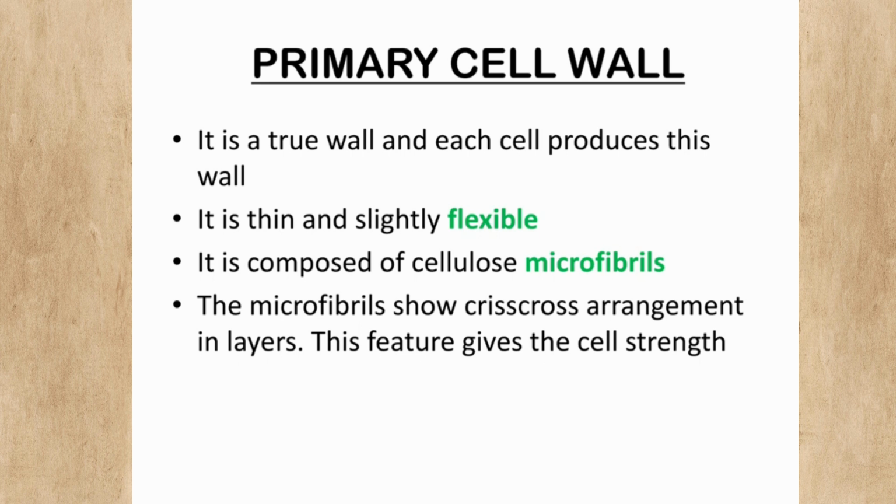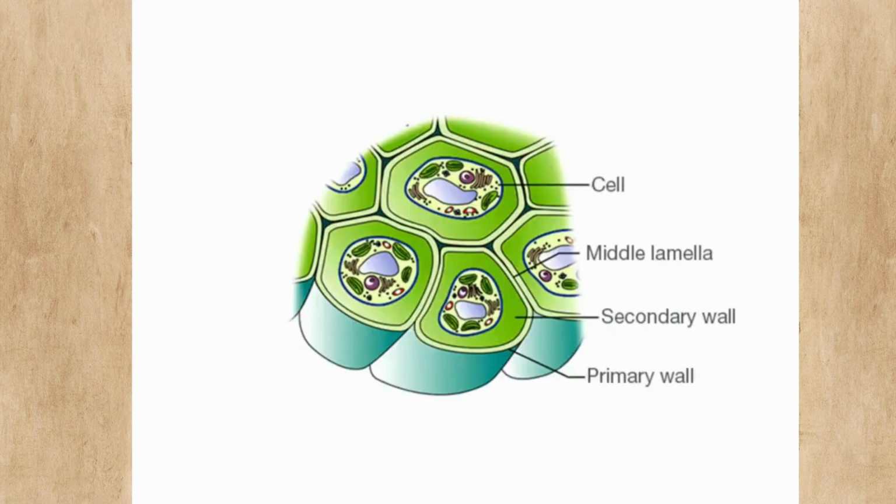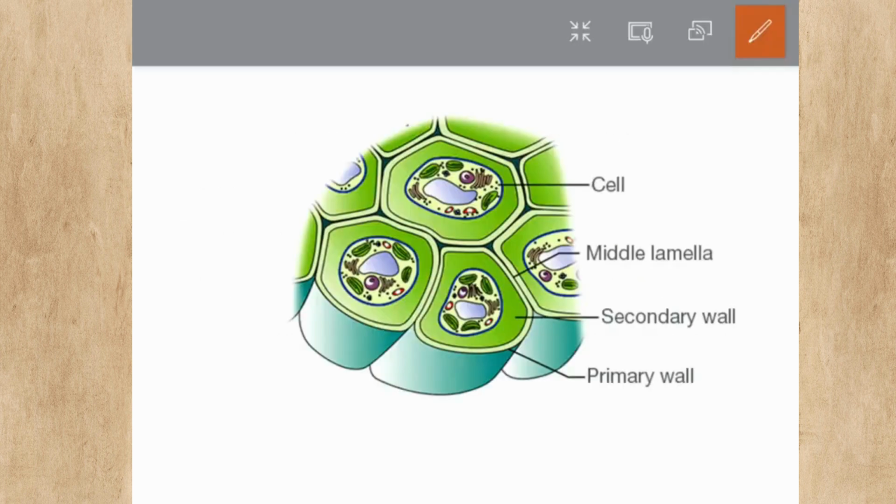Now I am moving on to the second layer, that is middle lamella. As you can appreciate in the diagram, the middle lamella is present between the primary walls of adjacent cell. This is the location of middle lamella. If we talk about its composition, it is composed of sticky gel-like magnesium and calcium salts and pectin.